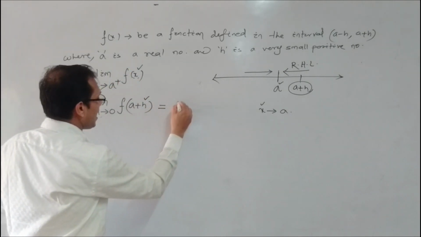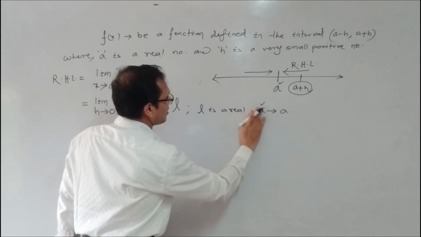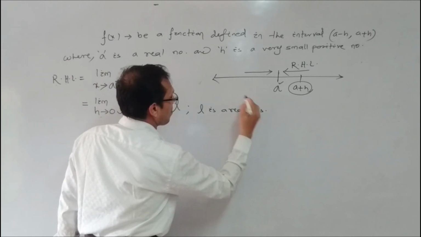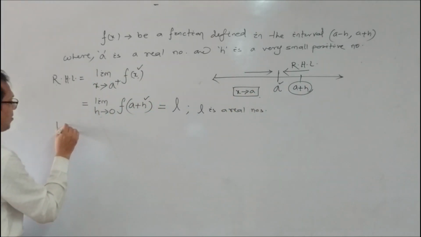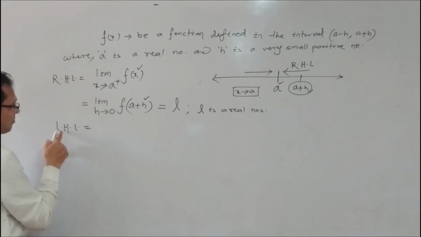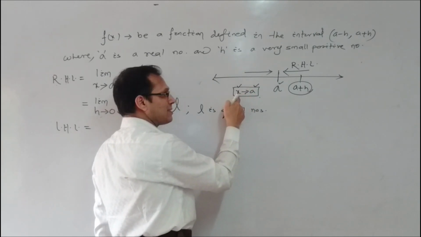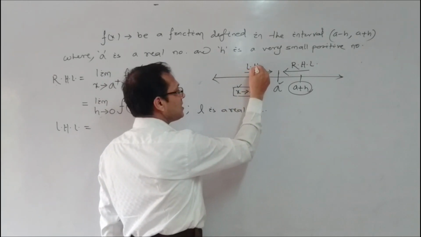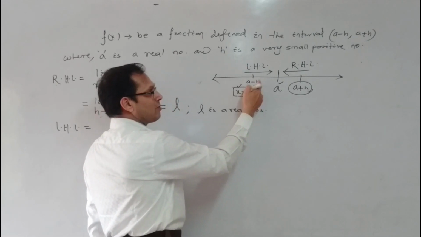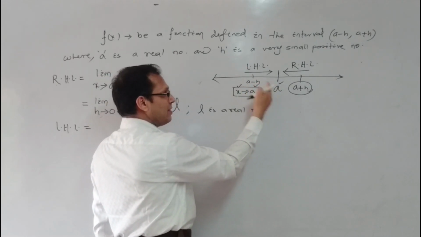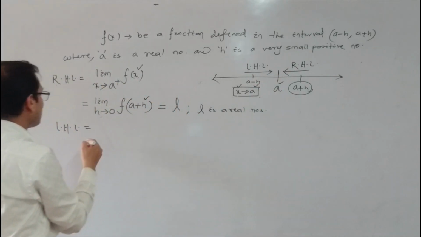Suppose this value is L. L is a real number. Now, what is LHL? Left hand limit means, suppose x tends to a and the value of x approaches a from the left hand side of a. That means a minus h. If you subtract one very small number from a, then it will lie at the left hand side of a and it will approach a. That's why this one is called left hand limit.